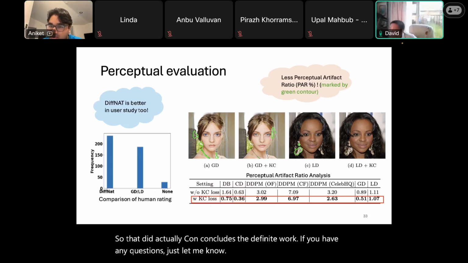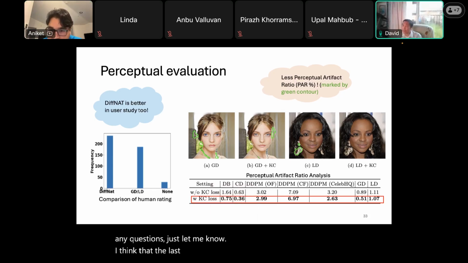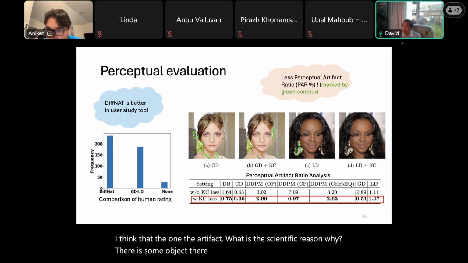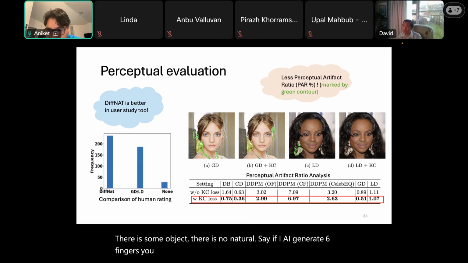I think the last one, the artifact. What is the scientific reason why some objects are not natural? Say if AI generates 6 fingers, 3 hands, are they natural or are they not natural?